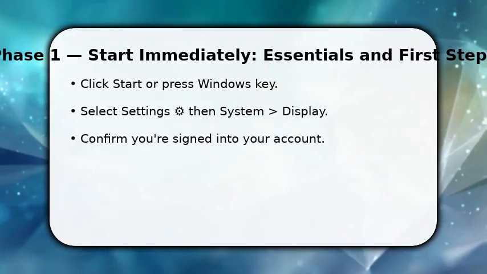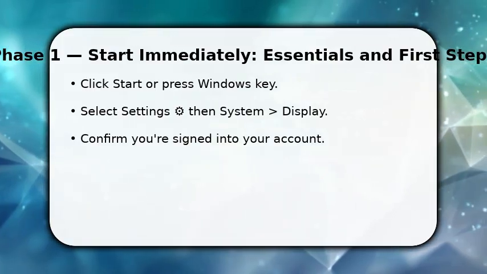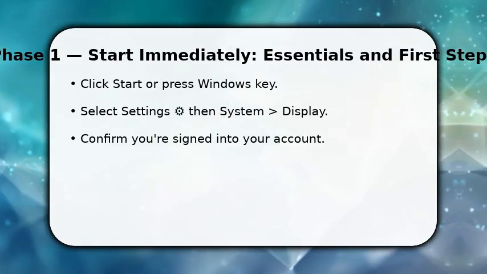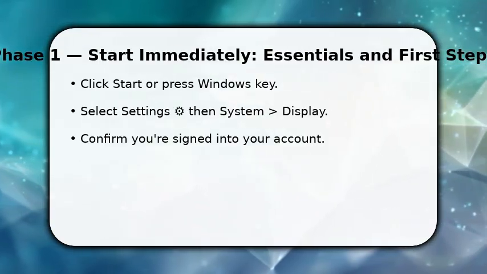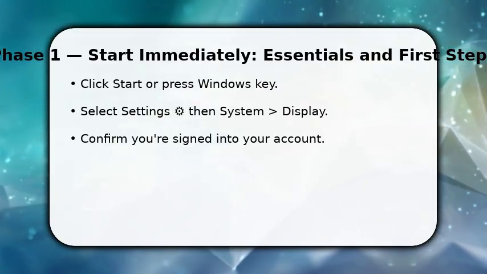You begin by opening display settings so you control light quickly. Click Start or press the Windows key, then choose Settings and open System Display. This brings the display options up. Once done, make sure your account is signed in so settings save to your profile.